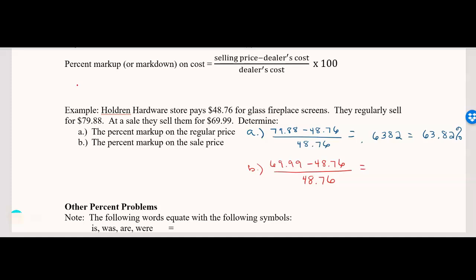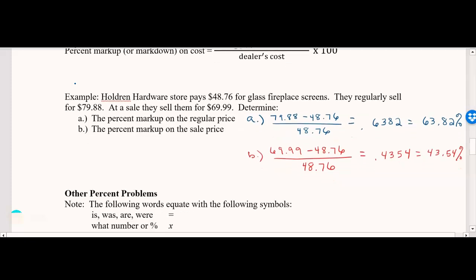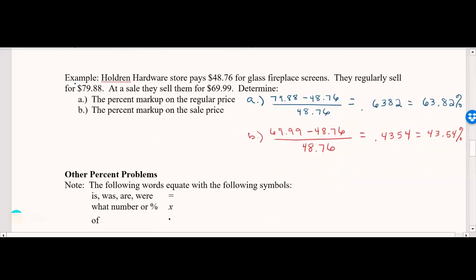Again, put that into your calculator. So subtract first, then divide by the denominator, and we get 0.4354. In other words, the markup, once it's been marked on sale, is a 43% markup. So almost a 20% difference. And that's basically how you find percent markups, percent markdowns, all depending on what we're looking at.